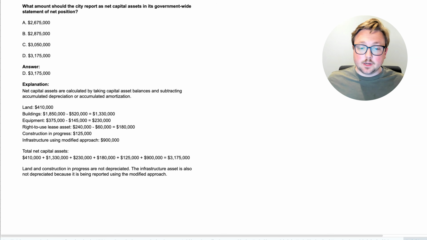It's all going to be included, but of course the depreciation and the amortization is reducing the amount for the buildings and the equipment and the right to use lease asset. Something I want to talk about here. Land and construction in progress are not depreciated, and the infrastructure asset is also not depreciated because it's being reported using the modified approach. Like we just talked about, it's being included in the government-wide financial statements, but it's not being depreciated because they are showing and they are maintaining the asset at a certain level. So with that, let's go to the next question.